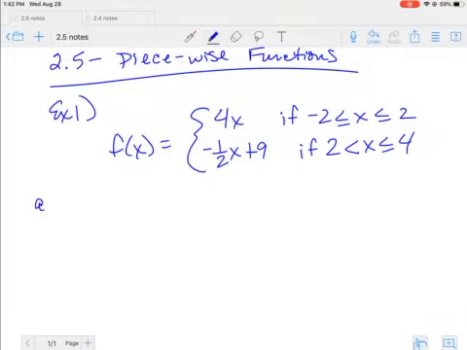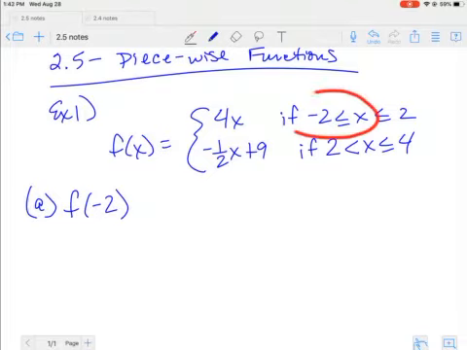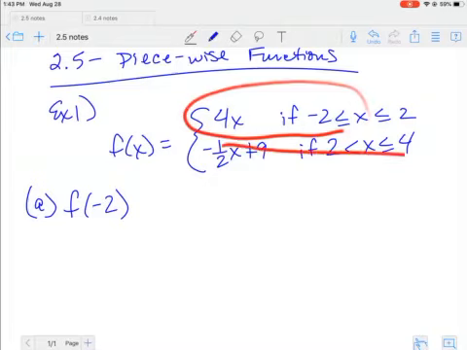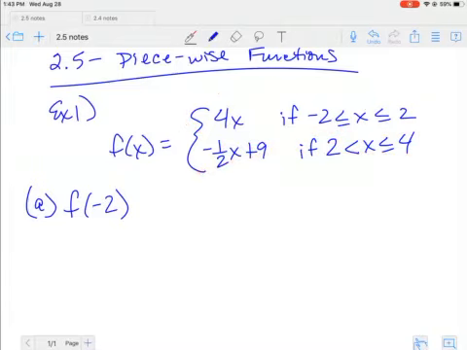First of all, in part A, I want to figure out what is the value of my function at negative 2. There is only one, right? The x's can't repeat. That's the concept of a function. So if I know that the x's can't repeat, the only place that x can be negative 2 is in this top function. There's no possible way for that to work for that bottom function. So I'm just going to plug this one into the top.